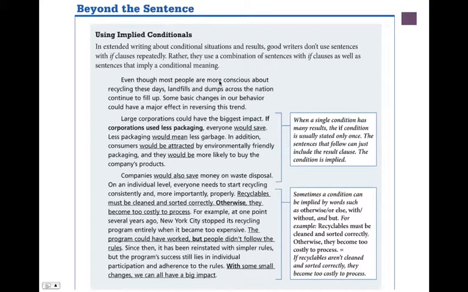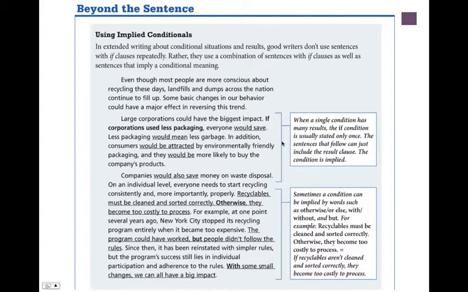Even though most people are more conscious about recycling these days, landfills and dumps across the nation continue to fill up. Some basic changes in our behavior could have a major effect in reversing this trend. Large corporations could have the biggest impact. If corporations used less packaging, everyone would save. Less packaging would mean less garbage. In addition, consumers would be attracted by environmentally friendly packaging, and they would be more likely to buy the company's products.